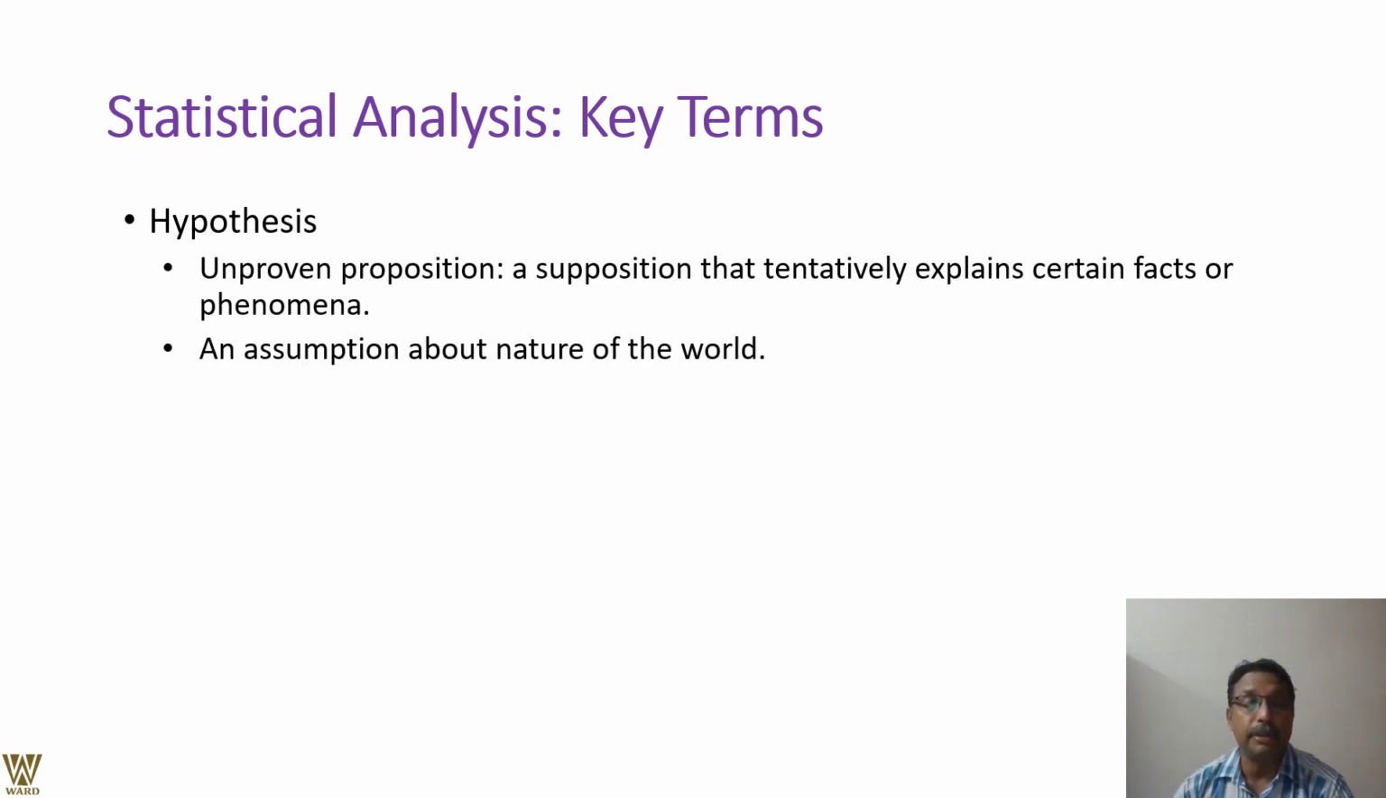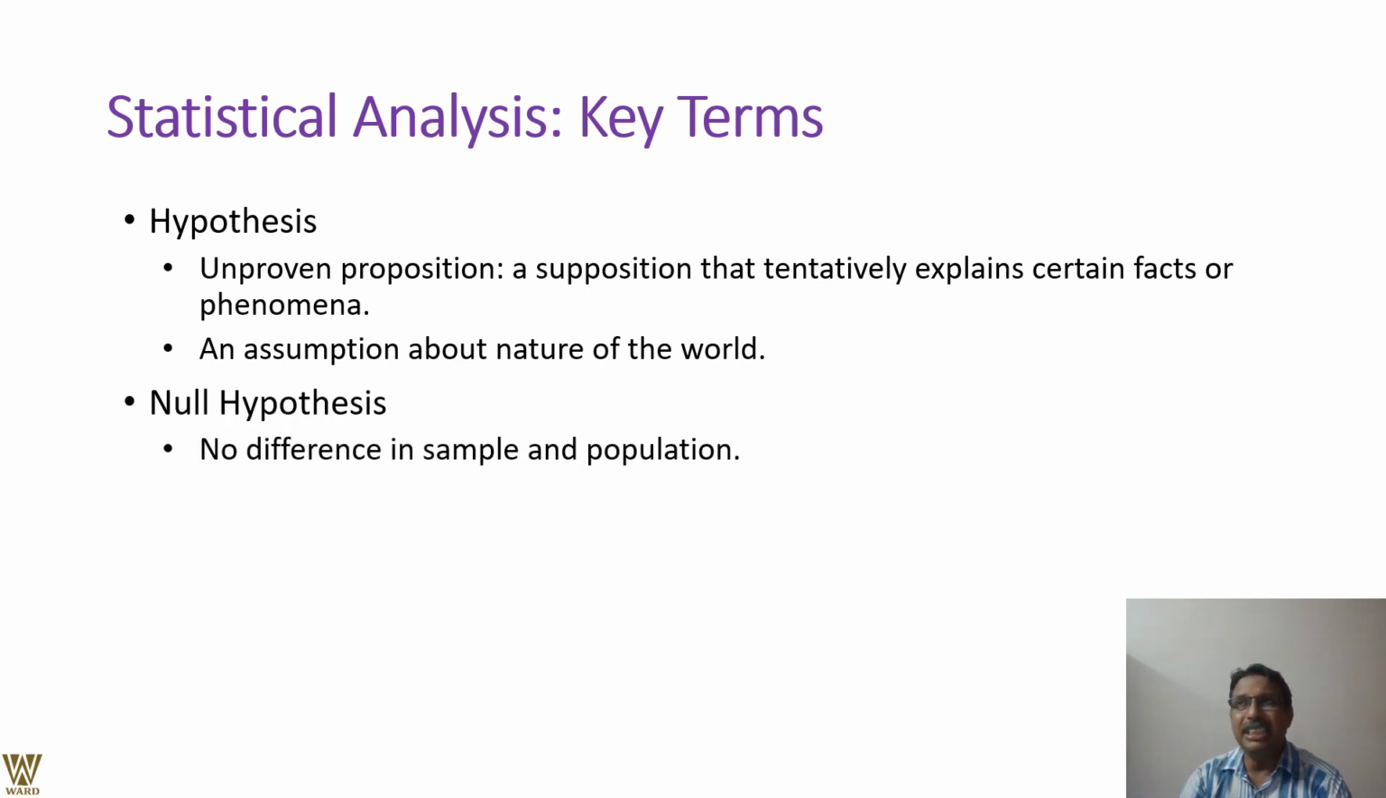One is hypothesis, and the other one, the opposite of it, is null hypothesis. A hypothesis is an unproven proposition, a supposition that tentatively explains certain facts or phenomena, and assumptions about the nature of the world, perhaps. For example, if it rains, probably more than 60% of the people would carry either a raincoat or an umbrella. That's a hypothesis that we go around.